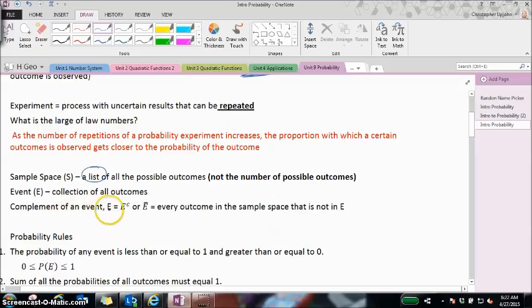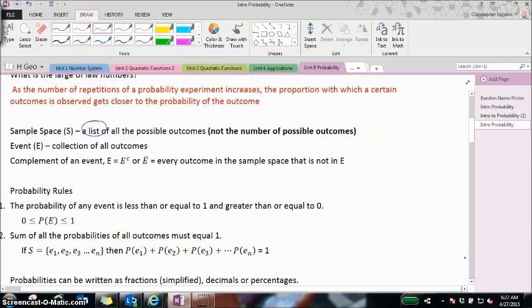A complement of an event: given our event is E, the complement is E to the C, or E with a bar over it, meaning every outcome in the sample space that is not in E. Basically the opposite of E. So the probability of not getting E. Which we'll see means the probability of E equals 1 minus the probability of not E. Well, duh, either you get E or you don't. They have to add up to 1 or 100%.